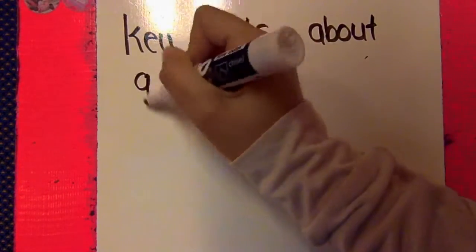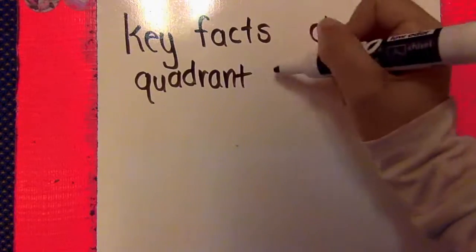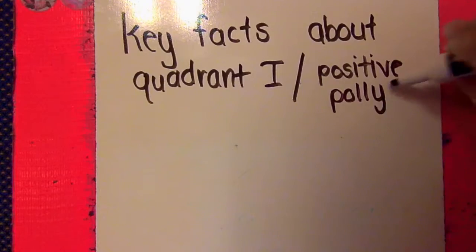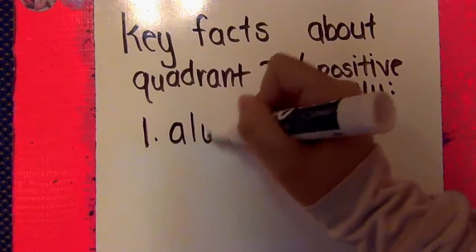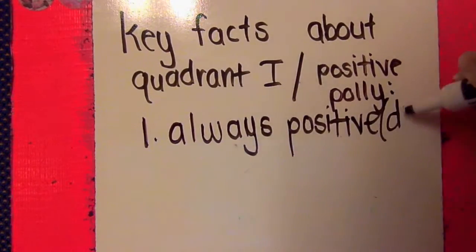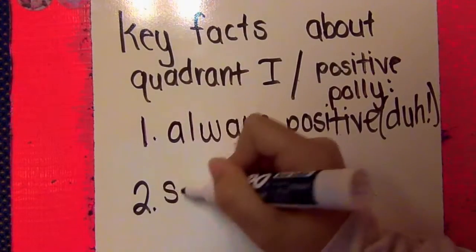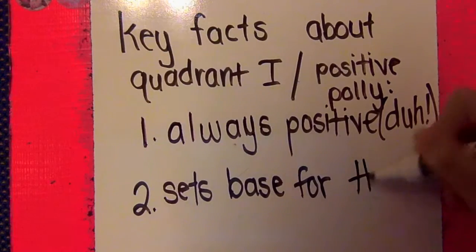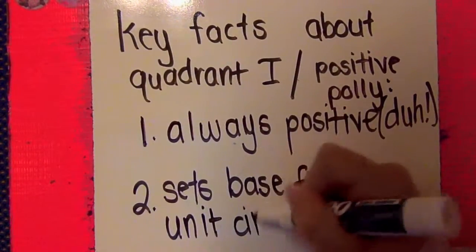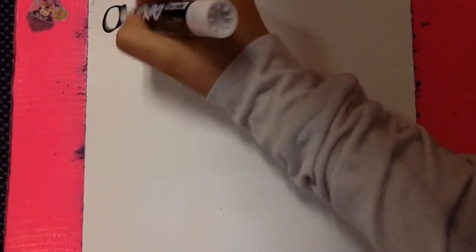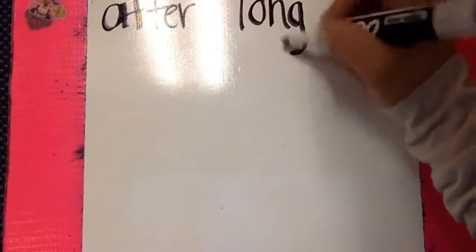So some key facts to remember about quadrant 1, Positive Polly, which is the name that we gave her. There are just 2 main ones that I wanted to touch on. So your first one is it's always going to be positive. There's never going to be a negative value in Positive Polly or your quadrant 1. Just as you saw in the values, they're always positive. And then the second key fact is it sets the base for all of the different unit circle quadrants. So whatever you have in your first quadrant is kind of going to be reflected into your second quadrant and your third quadrant, but you will see that later on.